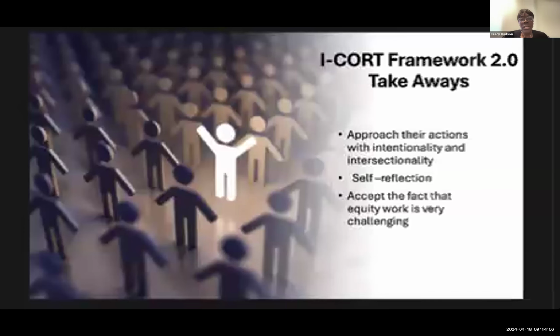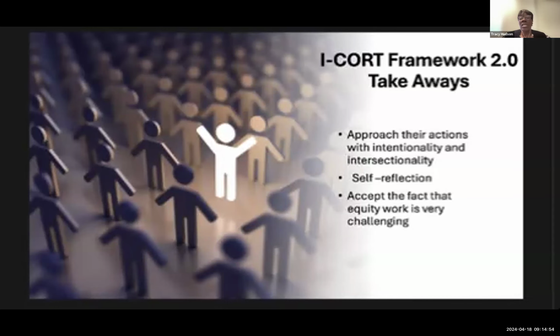As I conclude this presentation, I would like to offer three takeaways, three things to consider. Implementing the I-CORT Framework 2.0 requires practitioners to approach their actions with intentionality and intersectionality. This framework empowers them to understand the lived experiences of marginalized groups, prioritize voices, and actively cultivate inclusive environments where everyone is valued and respected. Through this deliberate framework, practitioners convey messages of care, optimism, respect, and trust. Understand that this endeavor entails confronting systematic inequalities, challenging biases, and advocating for inclusivity and justice.